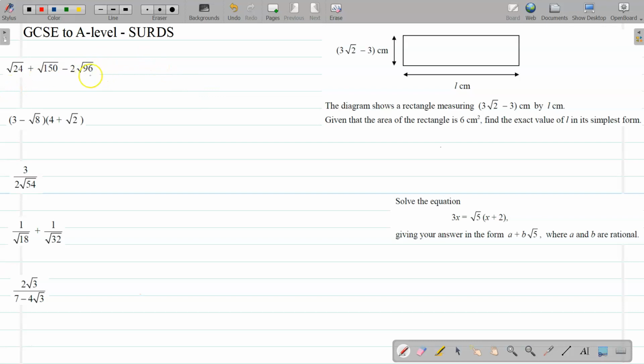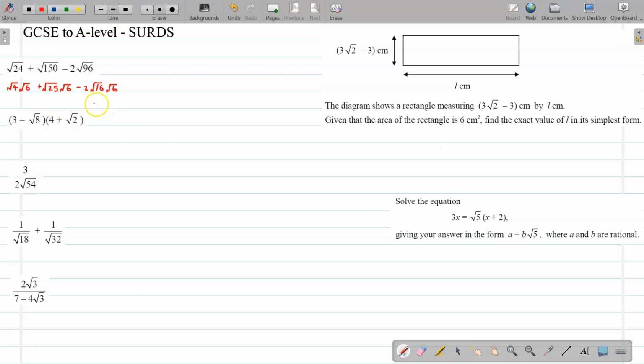So if we now write this out, root 24 is root 4 root 6. I'm just going to write this in full under here: root 4 times root 6. The root 150 is root 25 root 6. And finally the last term is 2 lots of root 16 times root 6, because root 16 times root 6 is the same as root 96.